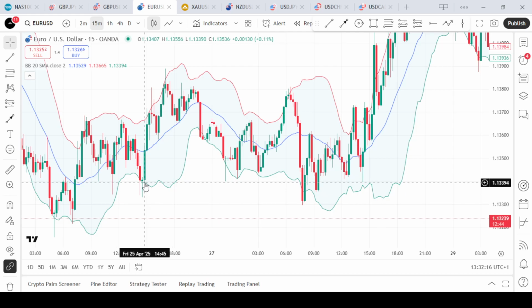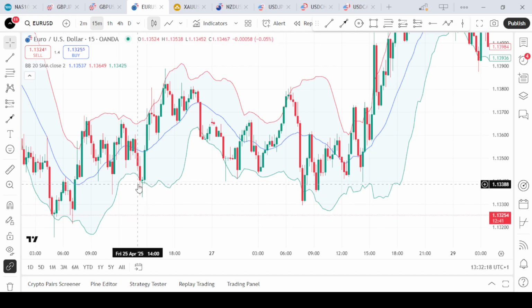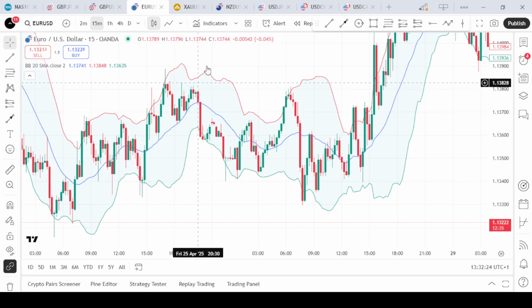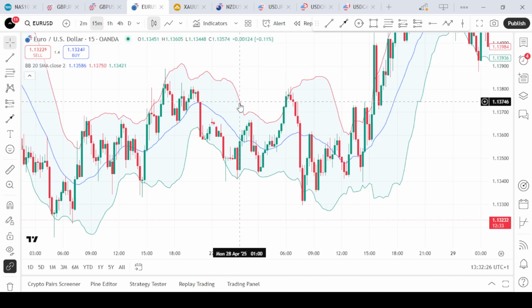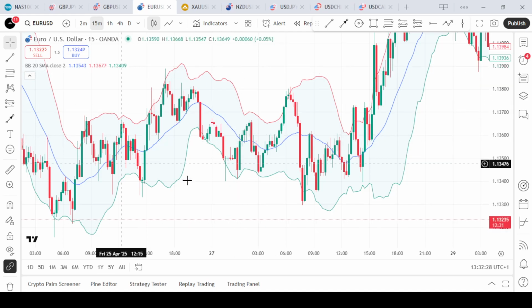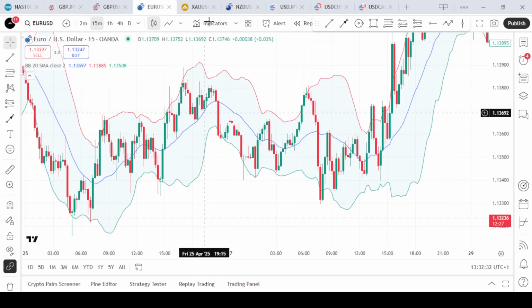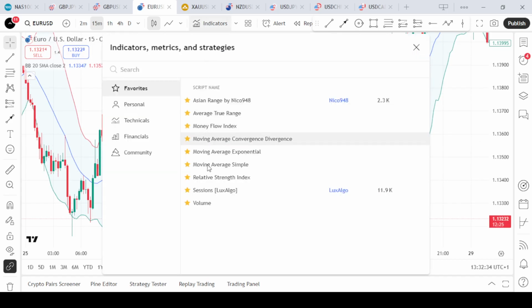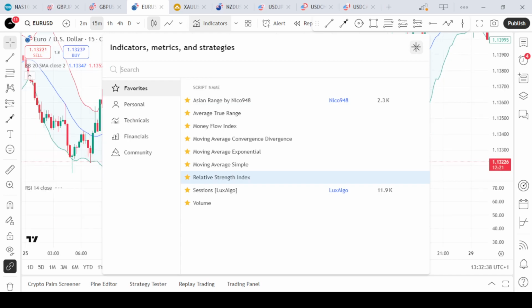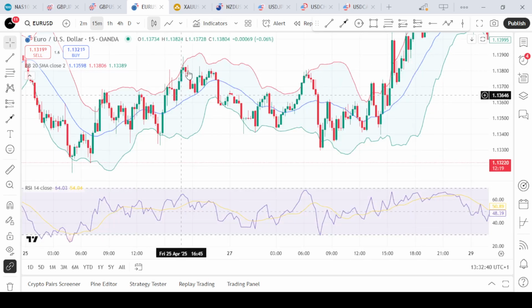When price touches or approaches the lower band, it signals potential buying opportunities. And conversely, when price touches the upper band, it signals potential selling opportunities. Now, the third step is to confirm this with your indicator. You can confirm this using your RSI, your relative strength index. This is a perfect indicator to use to confirm this.